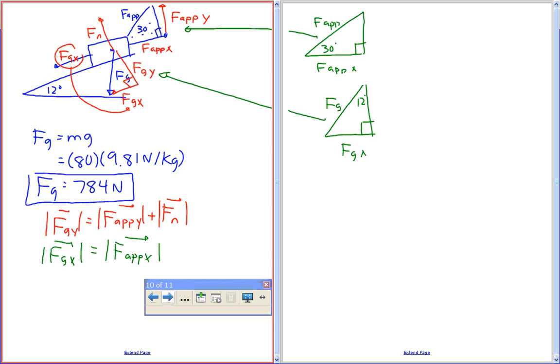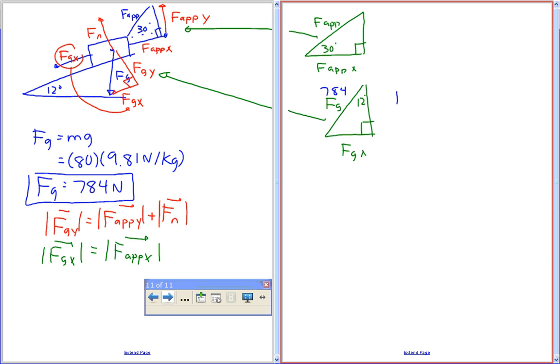Okay, how do you solve for anything here? What's the first thing I can solve for? I can only solve for one thing. What values do I have? FG. FG is 784. Okay, which probably helps us out. What's the only thing I can solve for right now? Robbie, FGX. How do you get FGX? You want to say sine law. We're not going to use sine law today.